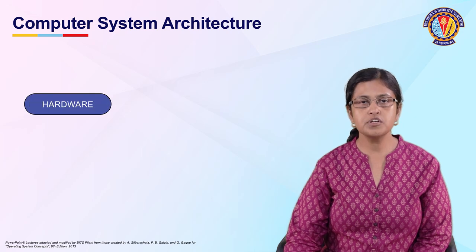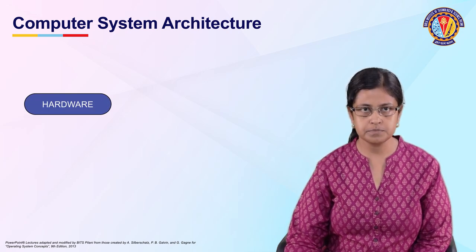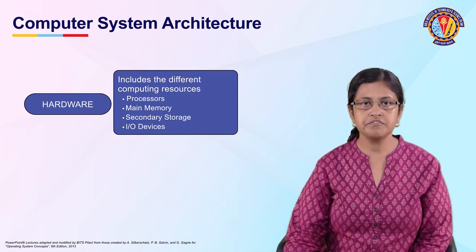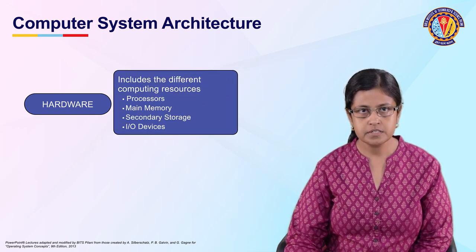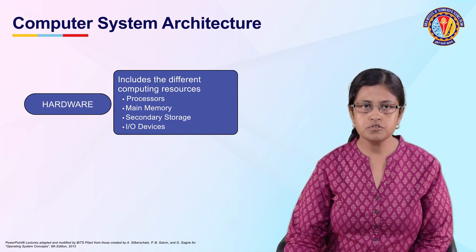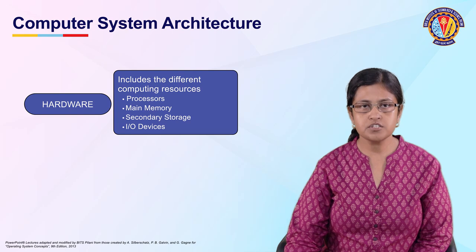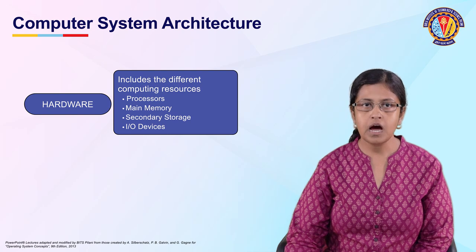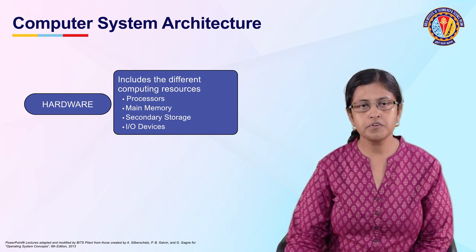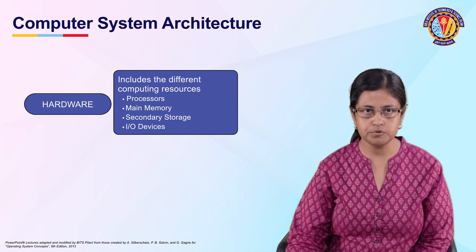First, let's have a look at the different hardware that is typically associated with the computer system. The hardware equipment that we find on a typical computer includes the different processors, the main memory, which is also commonly known as the random access memory or RAM, the secondary storage, and the different I/O devices. The processors, commonly known as the CPUs, are the ones responsible for executing the different programs and the applications running on the computer.